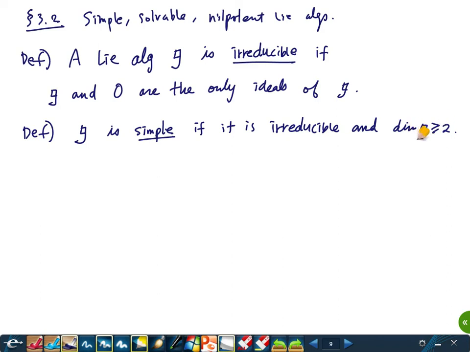Okay, let's see what happens if the dimension equals 1. So note that if the dimension is 1, is this irreducible? And the answer is yes. Then this is always irreducible. But of course, by definition, it's not simple. G is irreducible. Why? Because 0 and G are the only ideals of G. An ideal must be a subspace, first of all, and these are the only possible subspaces of G if the dimension is 1. That's the explanation for this.